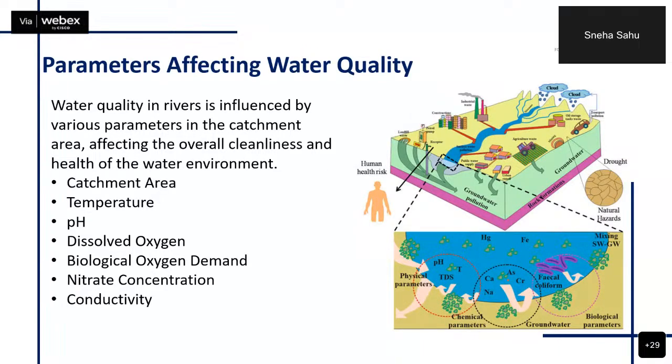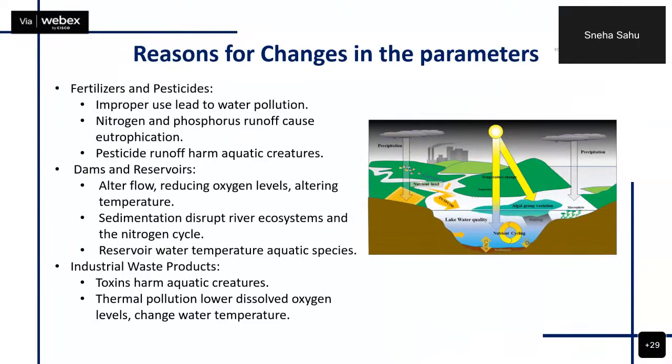Now, the parameters affecting water quality. Water quality in a river is a crucial aspect of the overall cleanliness and health of the water environment. It is influenced by various parameters within the catchment area. Some of the parameters are temperature, pH, dissolved oxygen, biological oxygen demand, nitrate concentration, and conductivity. So the reasons for the changes in these parameters are fertilizer and pesticide. Improper use of fertilizers and pesticides can lead to water pollution and can harm aquatic life.